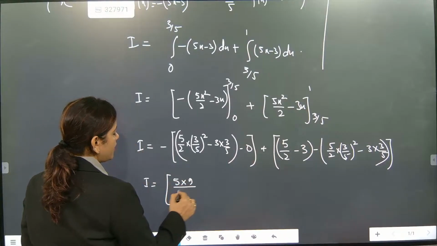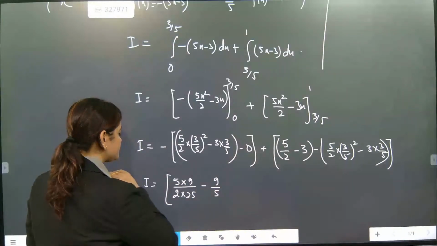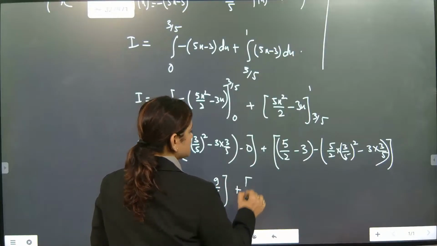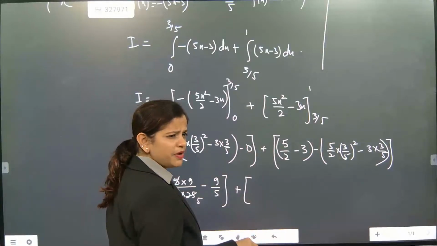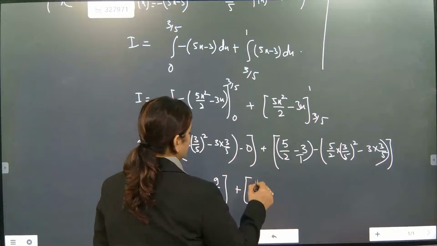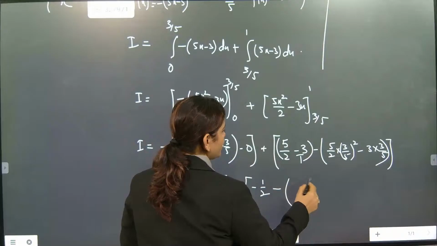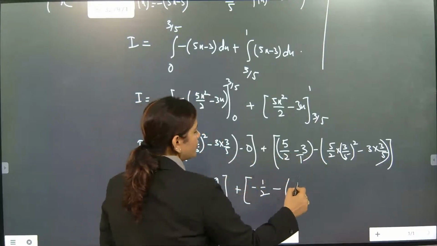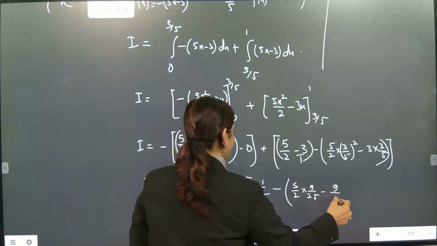5 into 9 by 2 into 25 minus 9 by 5. Plus, that is coming as 5 minus 6 by 2. LCM, I think. How much will come? Minus 1 by 2. Minus 1 by 2. Here it will come as the same story also, because the content is same. So what are we going to get? 5 by 2 into 9 by 25 minus 6 by 5. Okay.